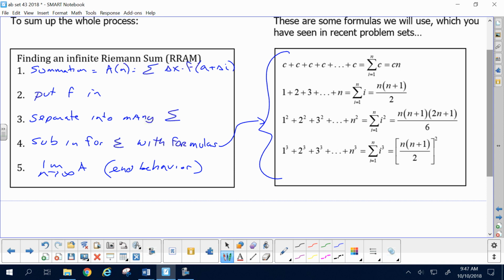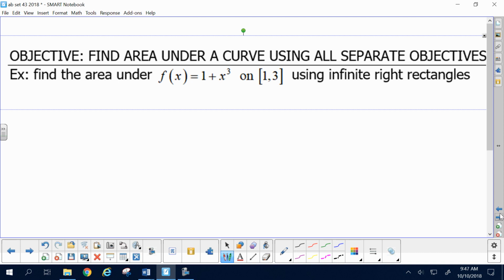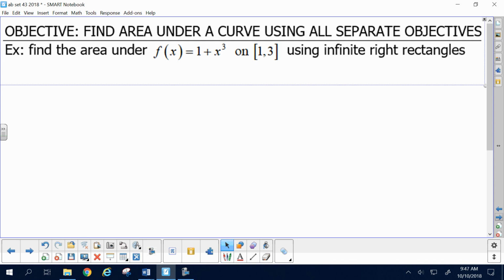All right, so now that we've done the whole process, let's do one together all the way through, and you have 1 on your notes and 4 on your homework, and by that, you'll start to be pretty solid and pretty quick, which is my hope. All right, so here we go. Find the area under 1 plus x cubed on 1 to 3. What's the first thing I should do?